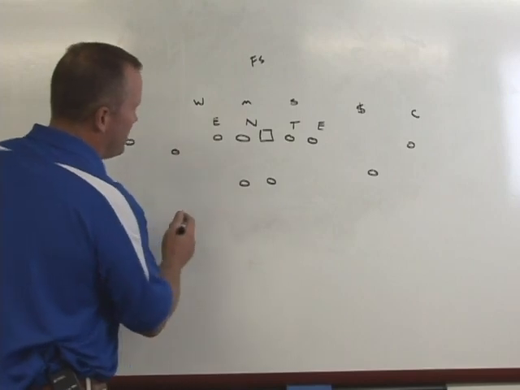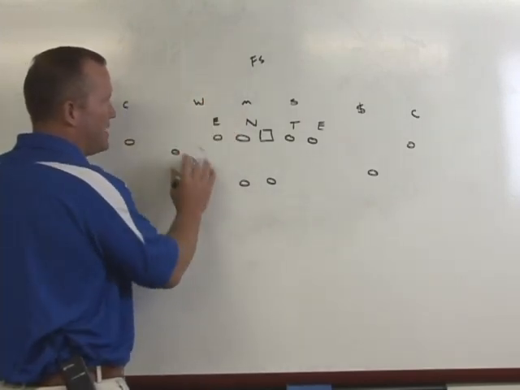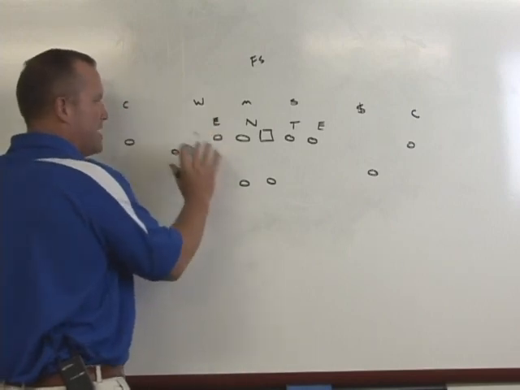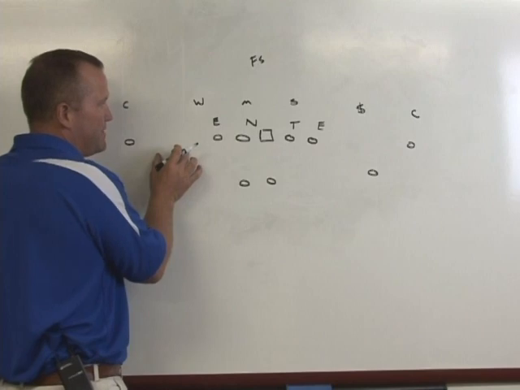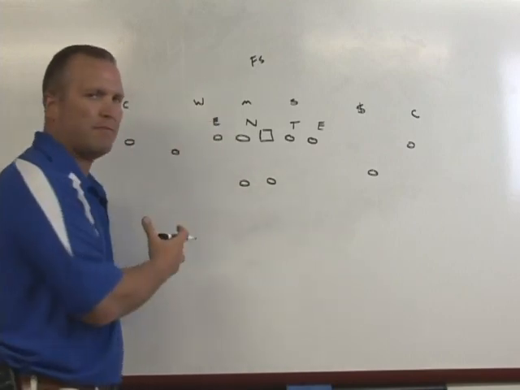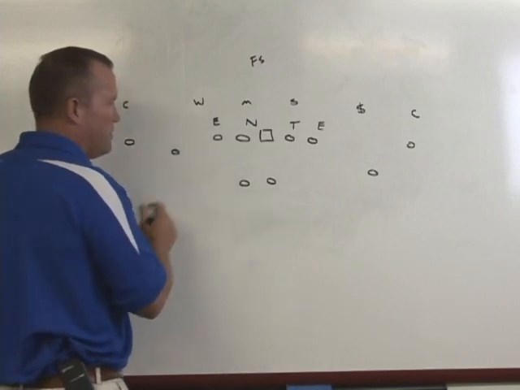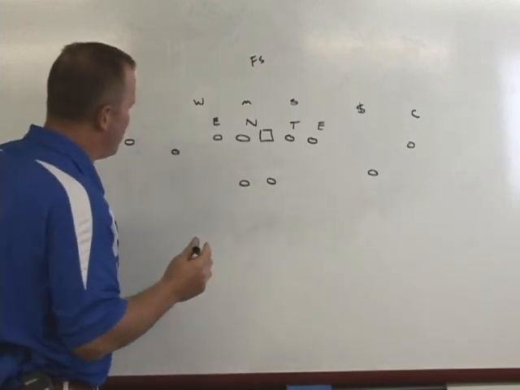So as you can see here, this Will backer is trying to cheat into the box. Okay, he's trying to cheat his way in there. He's trying to serve two masters. He's trying to defend over the top of this slot, but also keep enough presence in the box to defend against the run. And we can't allow him to do that. Okay, and one of the easiest ways to take advantage of that is with the bubble screen.